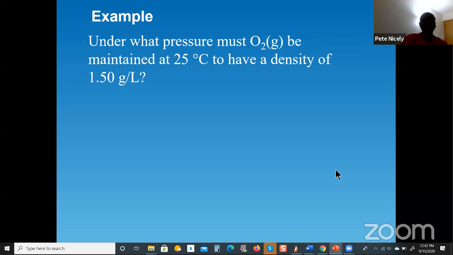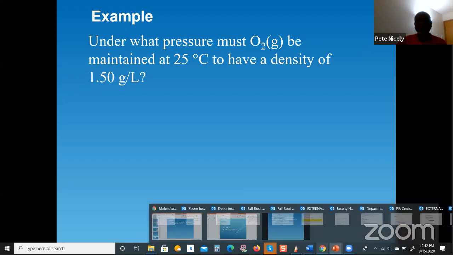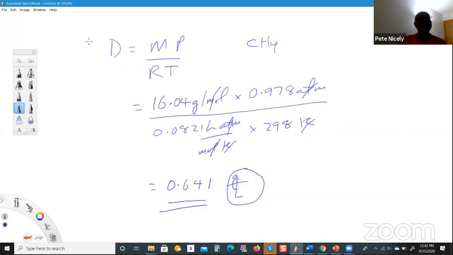Okay, so that's that. Here's another example. Under what pressure must O2 be maintained at 25 degrees Celsius to have a density of 1.50 grams per liter? So in this particular case, you're using the same equation. Let me just clear everything up.